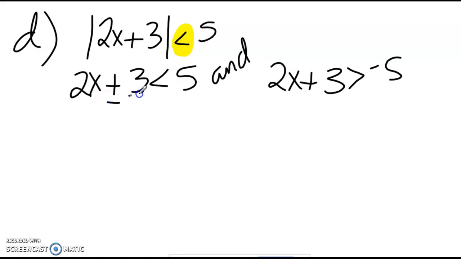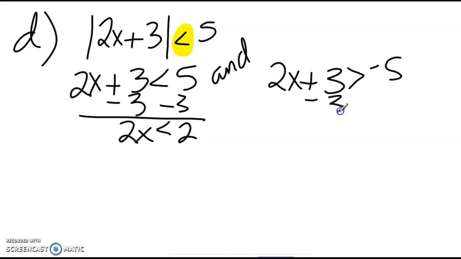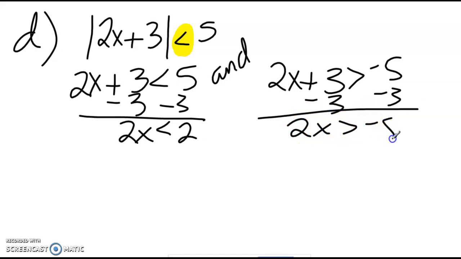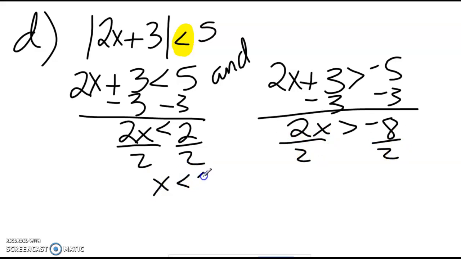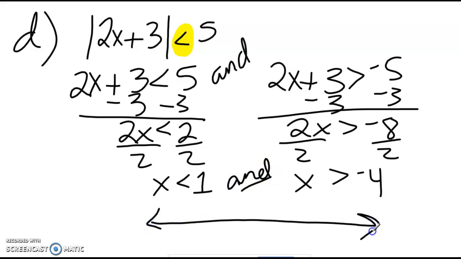Okay, so subtract 3 from both sides. Here we get 2x is less than 2. Subtract 3 again. 2x is greater than negative 8. And we're going to divide by 2 all the way across. X is less than 1. And x is greater than negative 4. And means where they overlap.